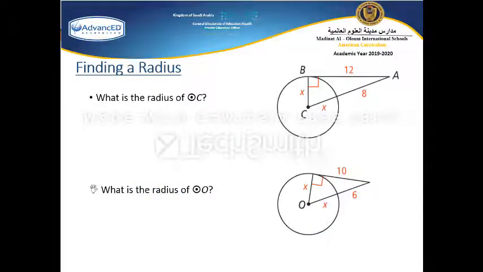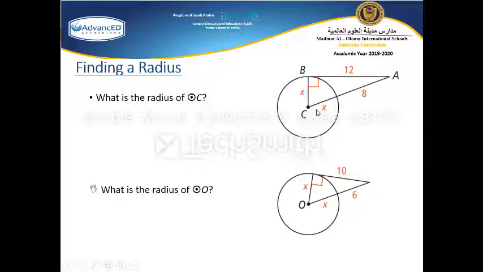How to find the radius of the circle? What is the radius of the circle C? We know that the given side length AB is 12, and this part, not all of CA, only the part until the circle, is 8. The radius here is X, and the other radius CB is also X.